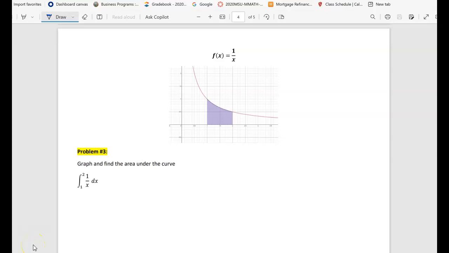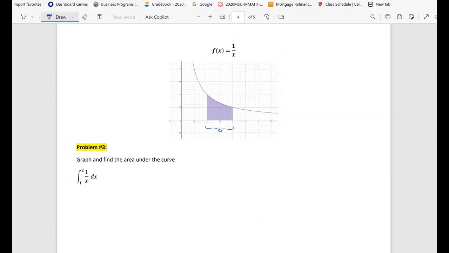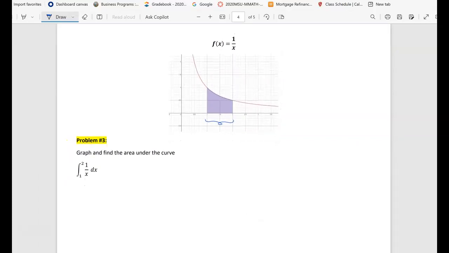Hi class, let's take a look at problem 3. Now, problem 3, we're going to have the same scenario as the previous problems. We have a function and then they're asking us to evaluate the area under the curve. So automatically the integral of 1 over x is going to be equal to the ln of x, and the limits of integration are going to be 1 to 2.